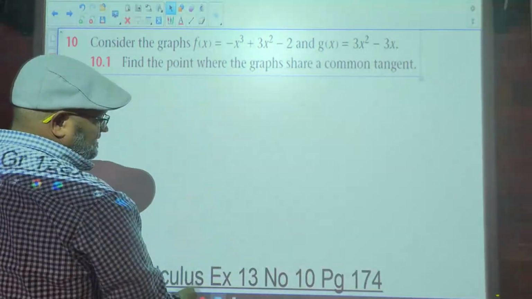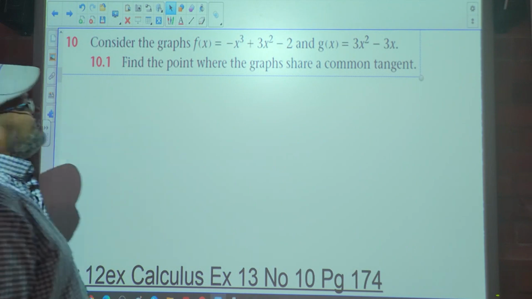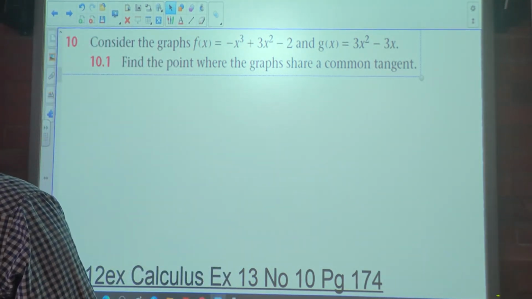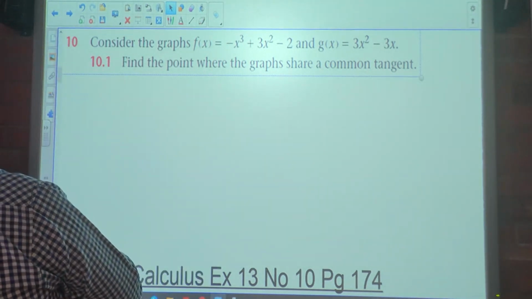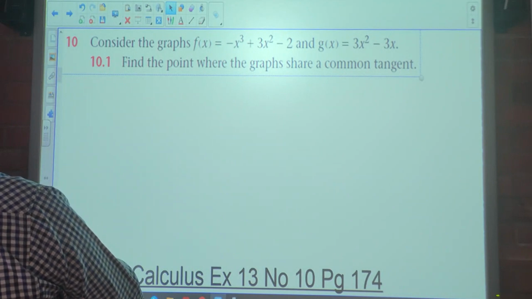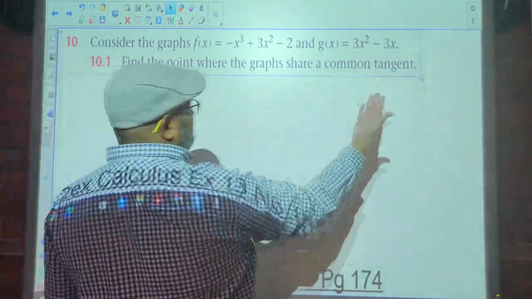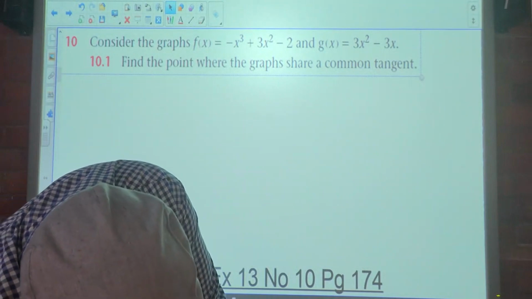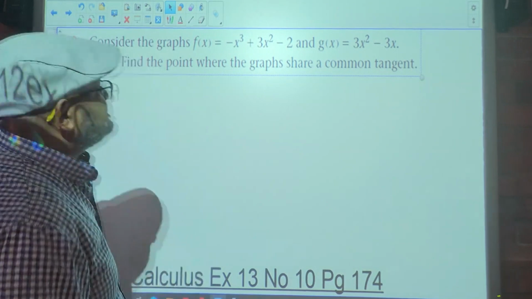Keep on thinking that. Right, people, number 10, the last one of exercise 13, we are told to consider the graphs of f of x equal to negative x cubed plus 3x squared minus 2, and g of x equal to 3x squared minus 3x. People, the first one is a cubic function and a quadratic function. Find a point where the graphs share a common tangent. So I think this is going to go down the same route, but I would assume that is again the point of intersection there, because we're going to land up again with two solutions there.